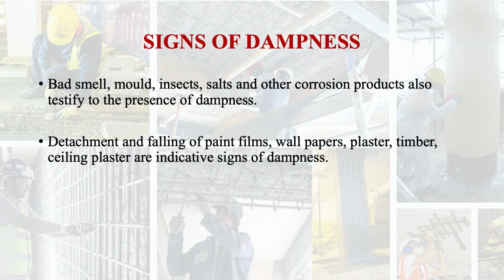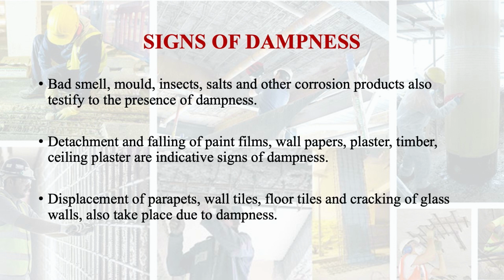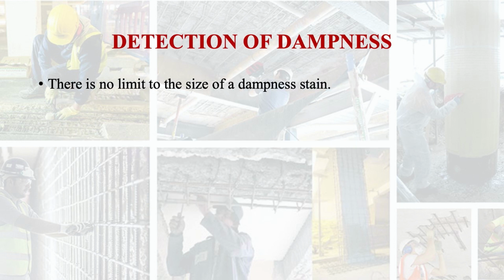Detachment and falling of paint film, wallpaper, plaster, timber, and ceiling plaster are indicative signs of dampness. Displacement of parapets, wall tiles, floor tiles, and cracking of glass walls also take place due to dampness. Now, how will you detect dampness? For detecting dampness, what do we have to do?